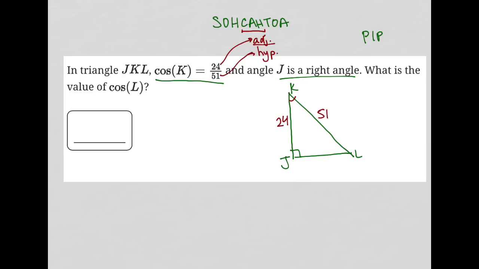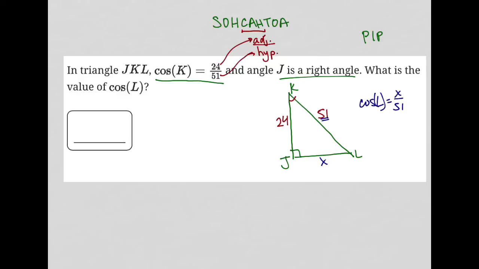That would be there. The question goes on to say, what is the value of the cosine of L? Well, for L, the adjacent side would be here, x. The hypotenuse will still be 51. So cosine of L should equal x over 51. So I do need to figure out what x is. So how do I do that?